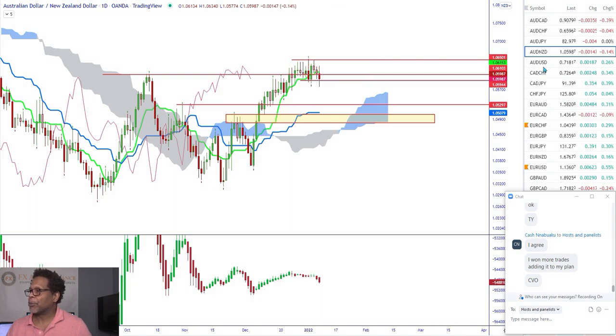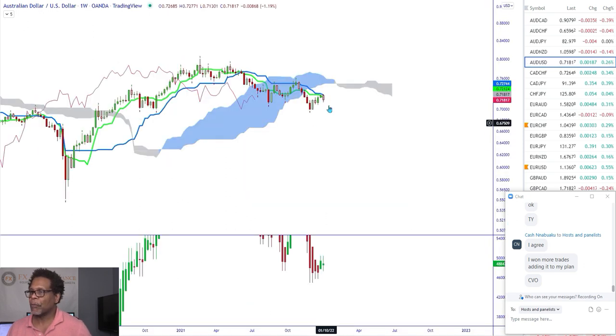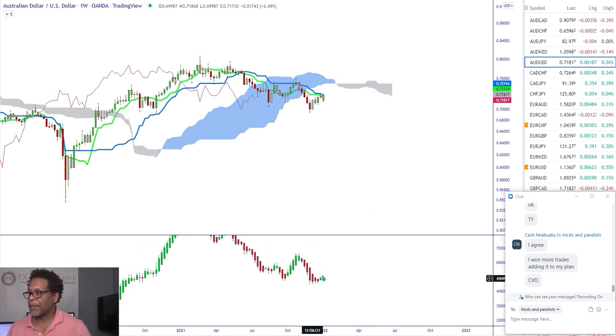Okay. Let's move on to Aussie USD. Let's go to the weekly. Very bearish still. All right. Very bearish, but now it's very bearish on Ichimoku. The crossover is kind of flat. I still see the downside market here.